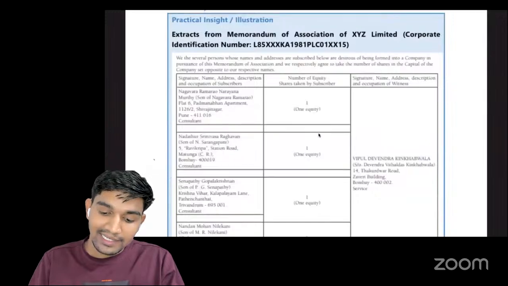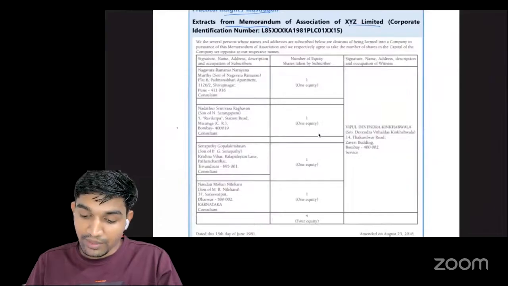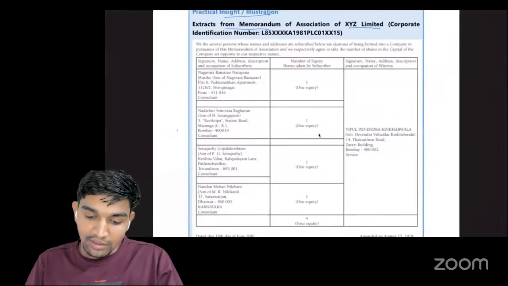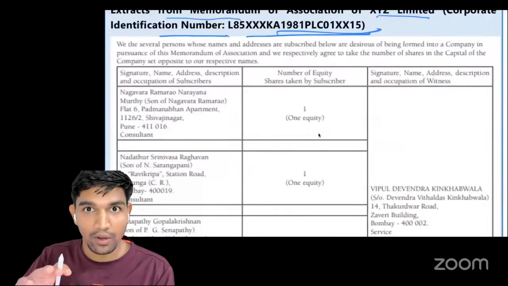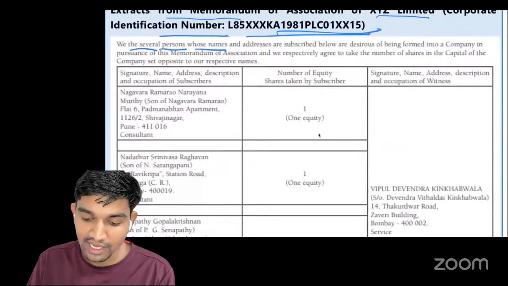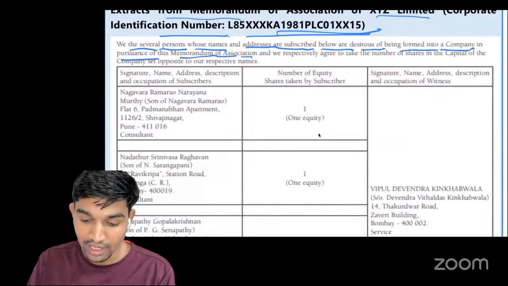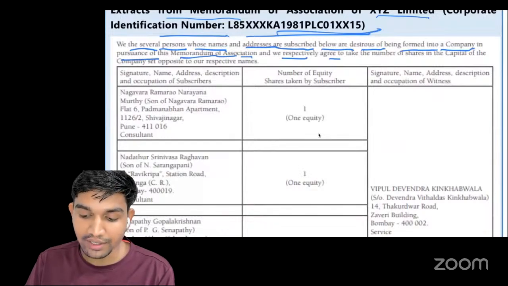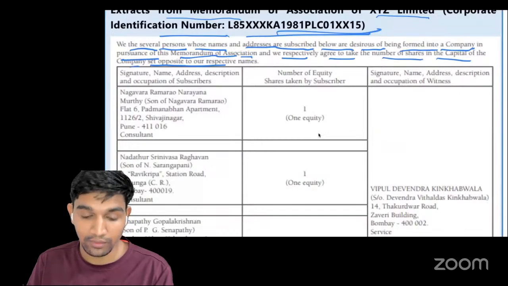Now, practical insight, let's see. This is the extract from the Memorandum of Association of XYZ Limited, XYZ meaning Infosys Limited. Corporate identification number, this is this. Now, here it should be duly signed by all the subscribers. So we, the several persons whose names and addresses are subscribed below, are desirous of being formed into a company in pursuance of this memorandum of association, and we respectively agree to take the number of shares in the capital of the company set opposite to our respective names.